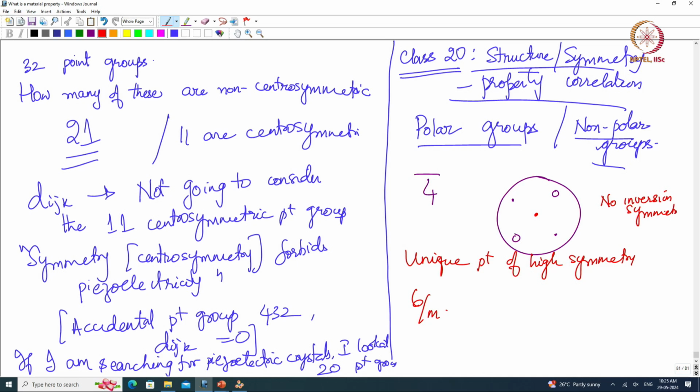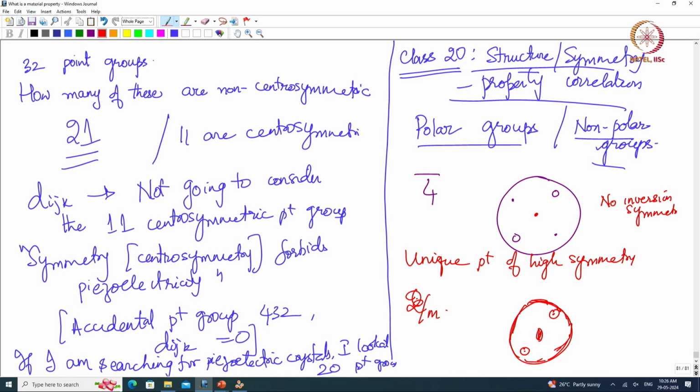But I have a unique point of high symmetry. Okay, 6 by m has inversion symmetry, right. So, let us just make it 2 by m. We said 2 by m has inversion symmetry, there is a two-fold axis, and this is the mirror. So, if I have one here, the same thing goes there and then the same thing goes here. So, there is inversion symmetry.